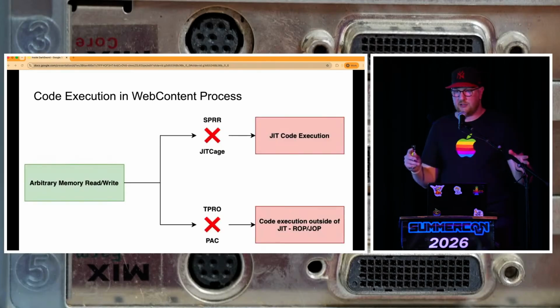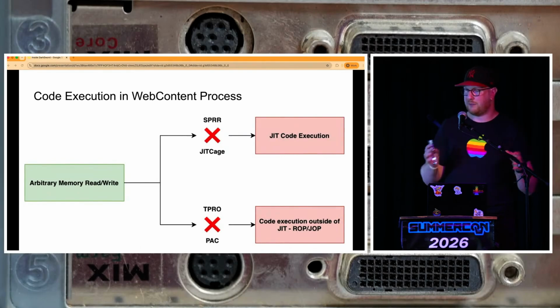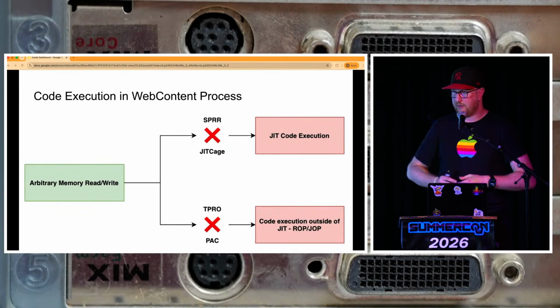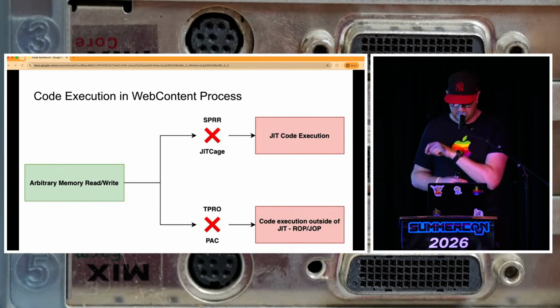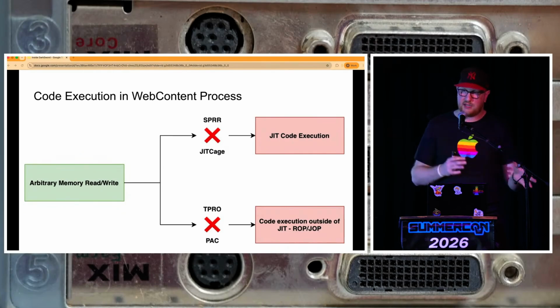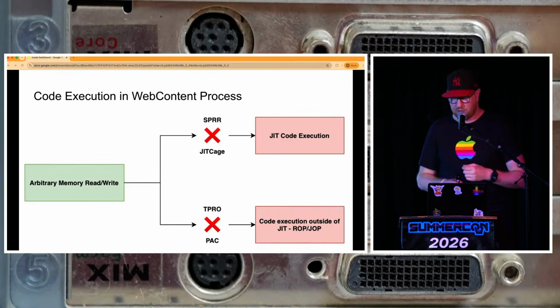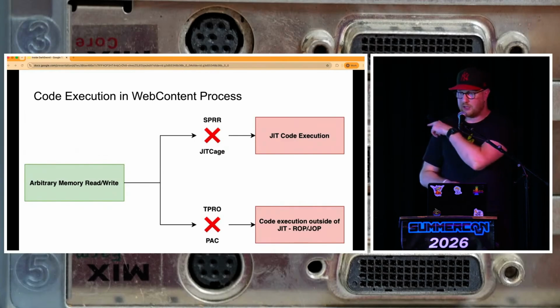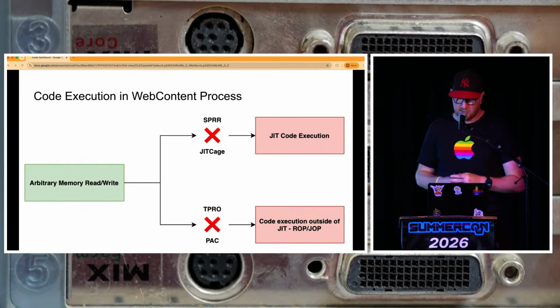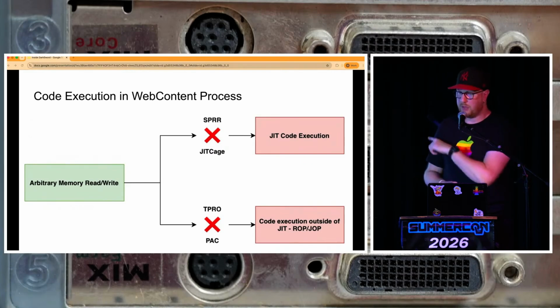Now, if an attacker gets into a state where they have arbitrary read and write inside of WebKit, they can basically decide to go 2 different routes if they want to get to code execution. They can try to target SPRR and JIT cage as mitigations to get code execution inside of the JIT part, or they can decide they want to bypass TPRO and PAC in order to get code execution outside of JIT. In earlier times, people were always trying to target the JIT part. The attackers for DarkSword decided that they want to go and bypass TPRO and PAC.